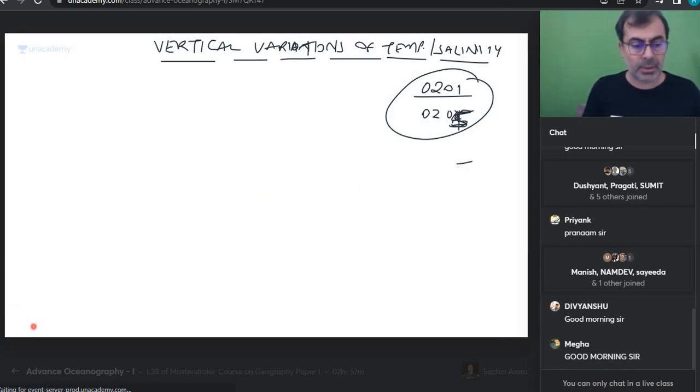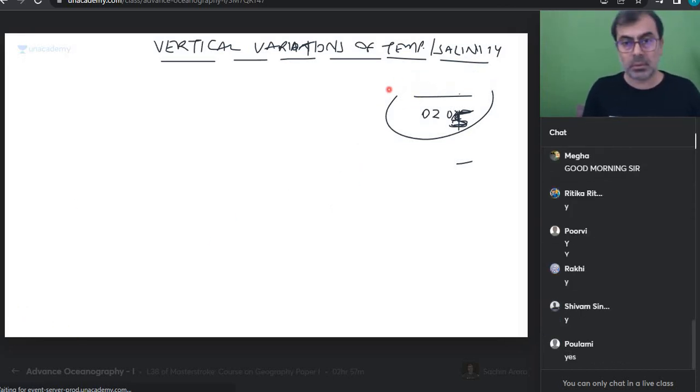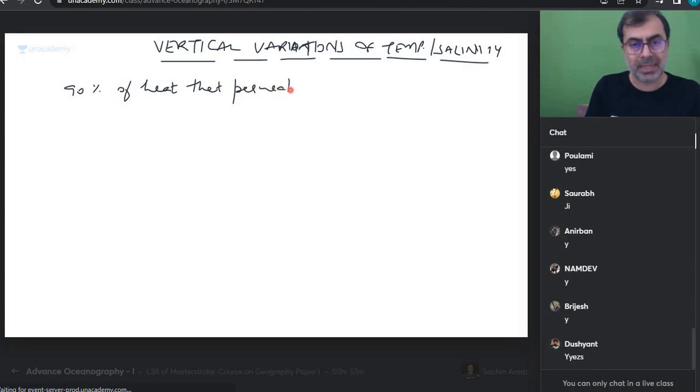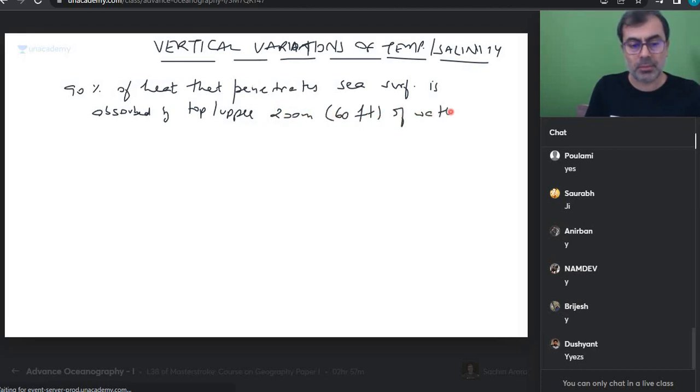Okay then, let's start. Shall we start? Is everyone back? So I want to tell you that 90% of heat that penetrates, permeates, or penetrate is a better word. Permeate is more for rocks. That penetrates the sea surface is absorbed by the top or upper 200 meters, 600 feet of water.